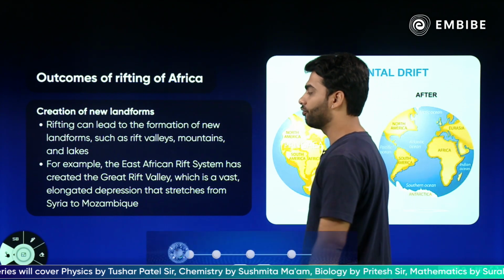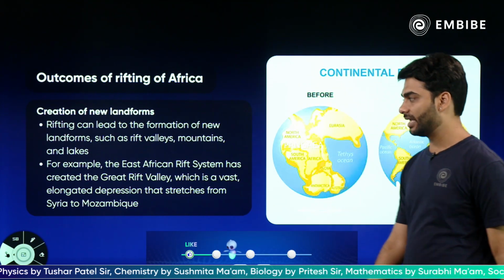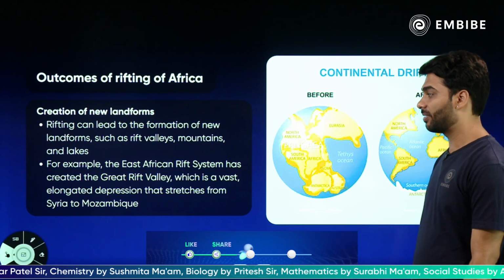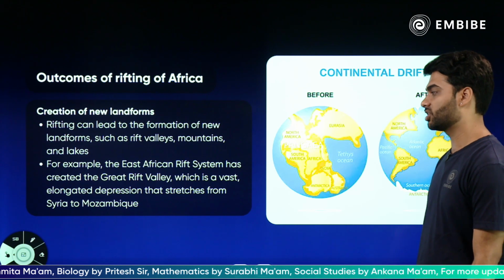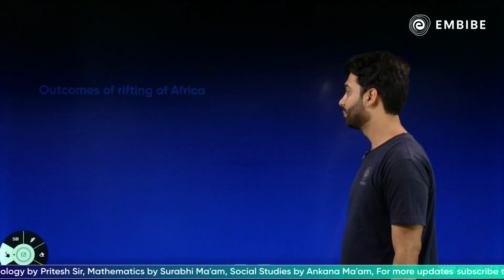Rifting can lead to formation of new landforms such as rift valleys, mountains, and lakes. For example, the East African rift system has created the Great Rift Valley, which is a vast elongated depression that stretches from Syria to Mozambique.